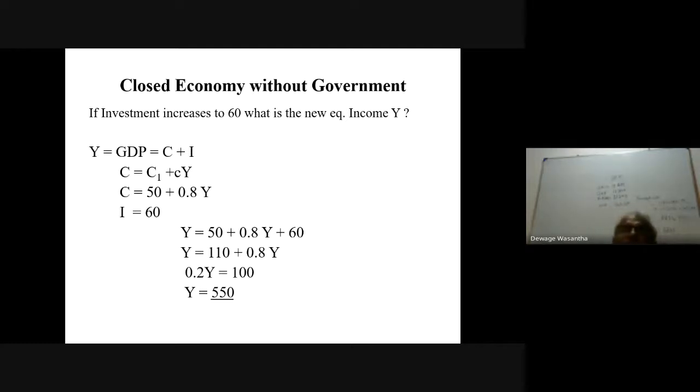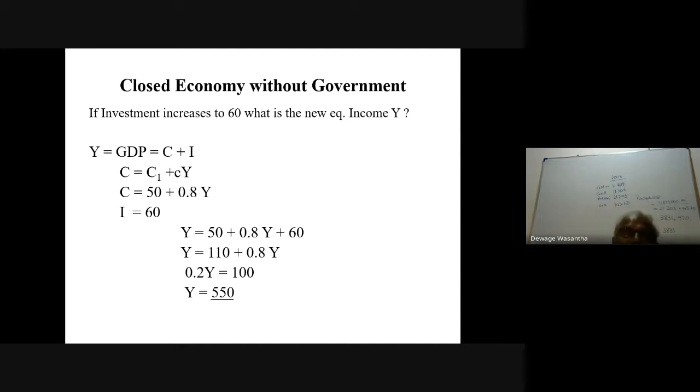Y equals C plus I. Please calculate. Investment now is not 50, it is 60. Investment increases by 10 billion, from 50 to 60. Now let's see what will happen to GDP. Will GDP increase by 10 billion or more than that?